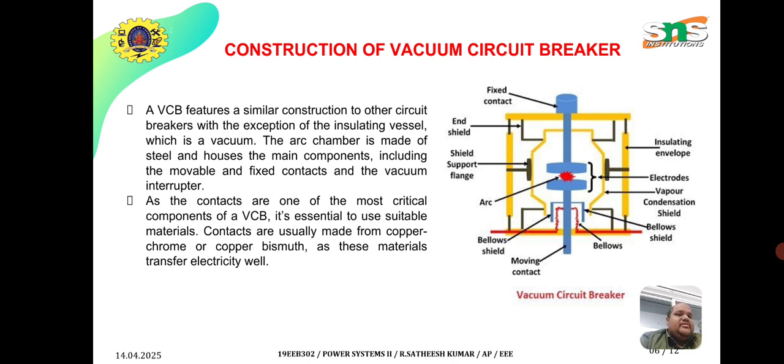So the first one is an insulating envelope. The next ones are electrodes, vapor condensation chamber, bellows shield, and you can see the bellows, fixed and moving contacts, and then the arc, then shield support flange, end shield, and fixed contact. So the making and breaking happens inside the vacuum environment. That is what the vacuum circuit breaker does.